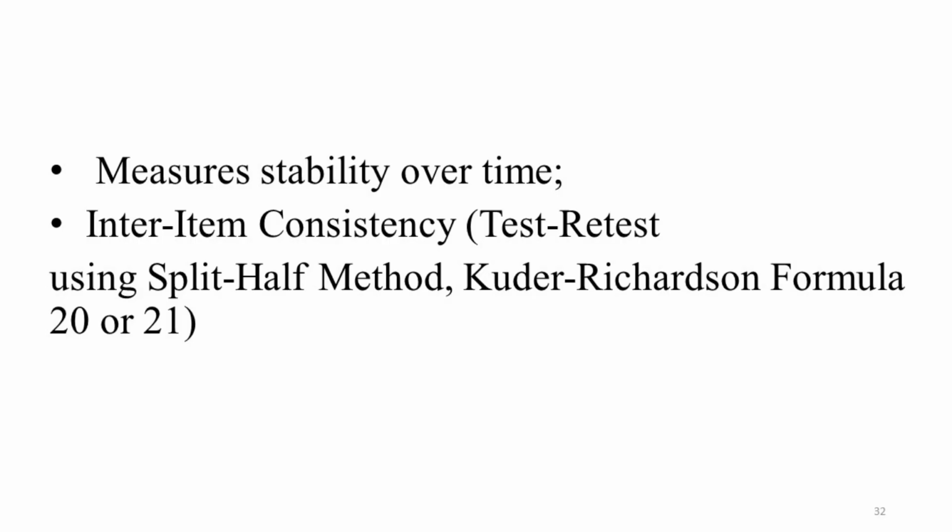There are different methods of establishing reliability. Those methods are principally two. One of them is a measure of stability over time. The second one is inter-item consistency. Oftentimes, students miss this. Now, let me take a little time to explain how we could use that in research.